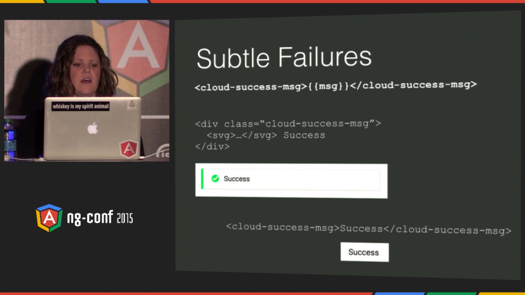Similarly, this is an element-based template directive that adds a little icon and some wrapper classes. And HTML allows arbitrary elements. So if this directive wasn't mapped, there's no error on the page. The tag's just included in the HTML as is, and it winds up just being text.